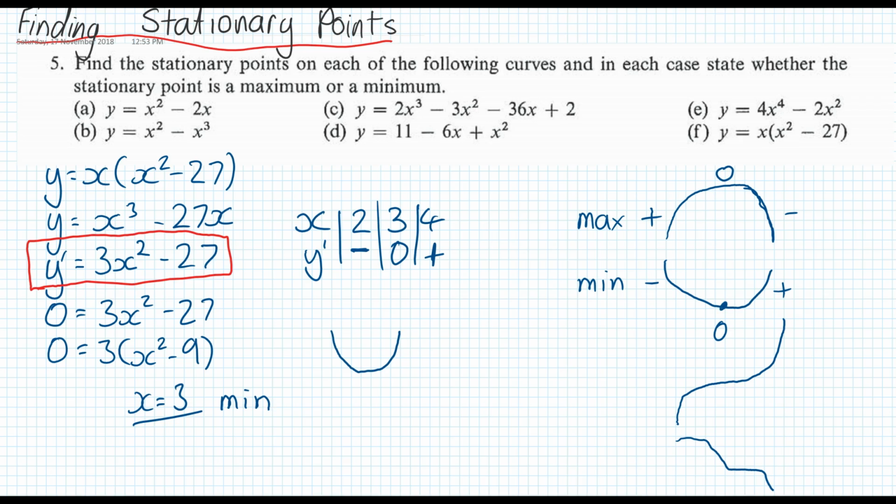Okay, hopefully that shows you the procedure. Key things are finding the derivative, setting the derivative equal to 0 and finding where it equals 0, and then using the table to determine if it was a maximum, a minimum, or a point of inflection.